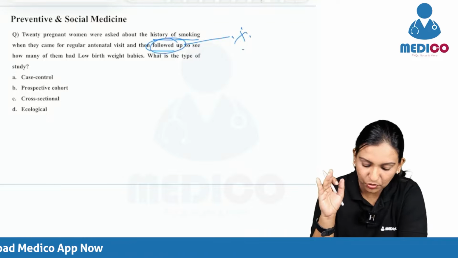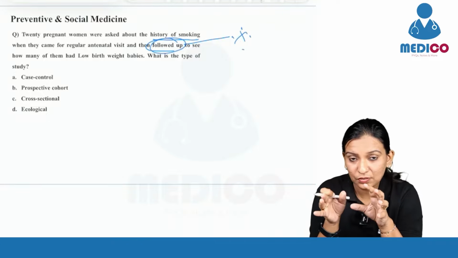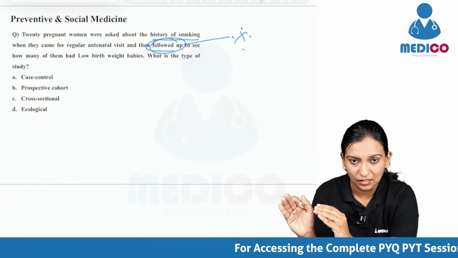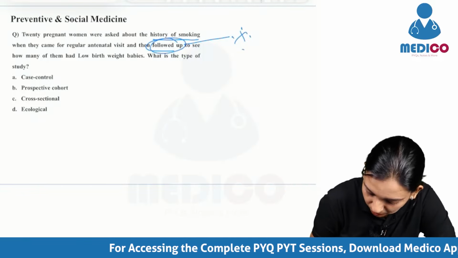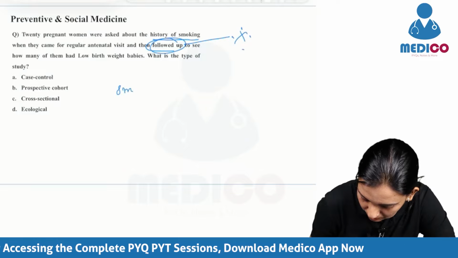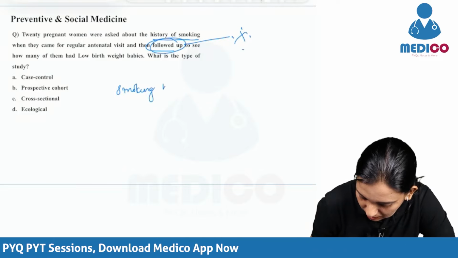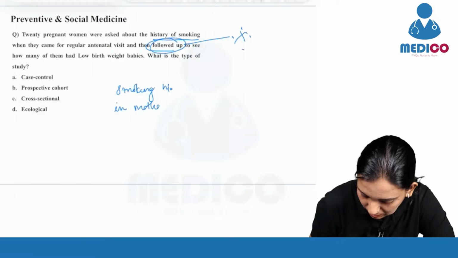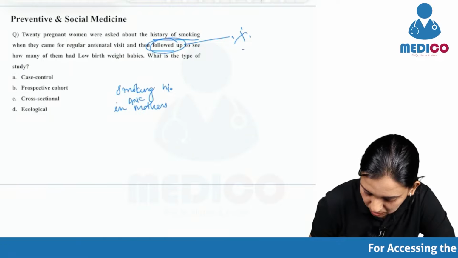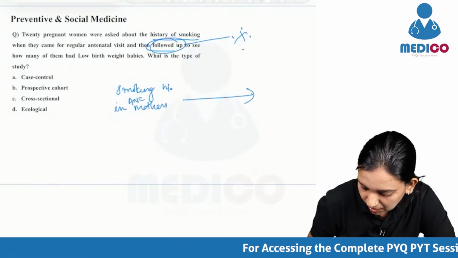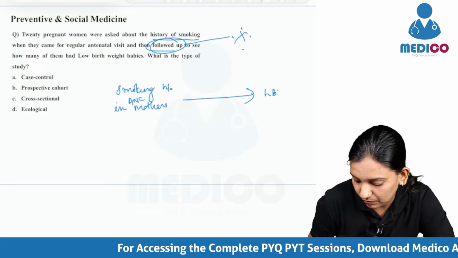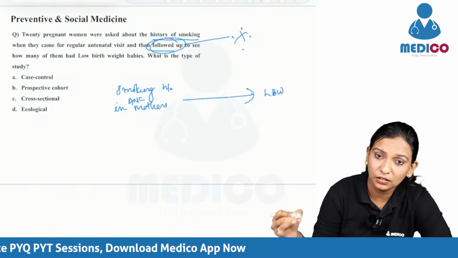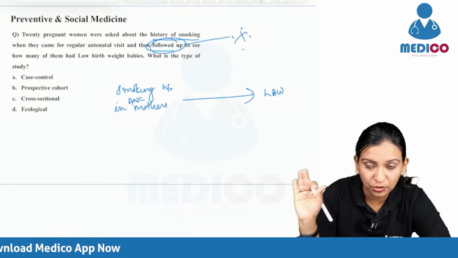Okay. So if such a question comes, first you define what is the exposure, what is the outcome, and what is the direction. So in this example, what is the exposure? It is the smoking, right? Smoking history in mothers or ANC mothers is the exposure. And what is the outcome? You're looking for low birth weight babies, whether smoking in the pregnancy time led to the birth of a baby with low birth weight. That is what you're going to find out.